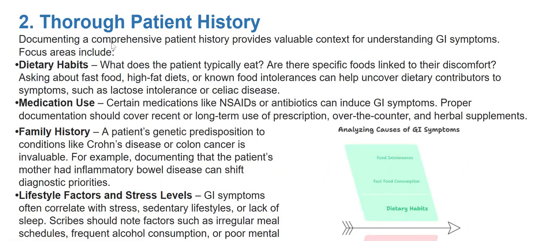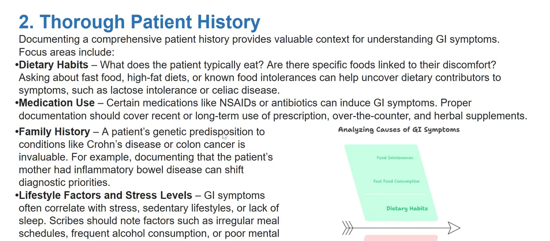Thorough patient history. Now, documenting a comprehensive patient history provides valuable context for understanding GI symptoms. Focus areas include dietary habits, medication use, family history, lifestyle factors and stress levels, and surgical history. Dietary habits: what does the patient typically eat? Are there specific foods linked to their discomfort? Medication use: certain medications like nonsteroidal anti-inflammatory drugs (NSAIDs) or antibiotics can induce GI symptoms.